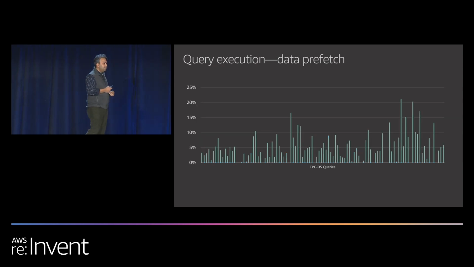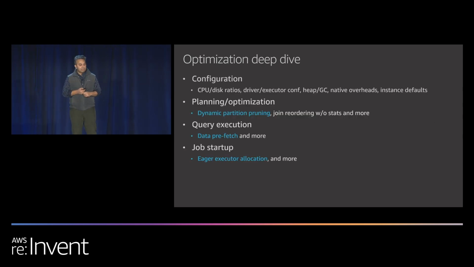There are other things that we have done, for example, we added some work on data prefetch that allows us to prefetch the data so that we can better utilize the CPU. If you look at all the performance optimizations, they fall into any of these categories. There are configuration items: driver executor conf ratios, heap memory ratios, overheads, instance details. There are things like dynamic partition pruning, which fall under the bracket of planning and optimization. There's data prefetch, which falls under query execution. And then there are improvements in the job startup time, like eager executor allocation.